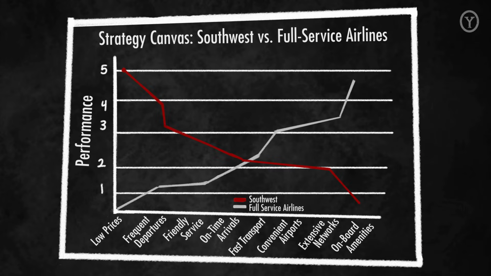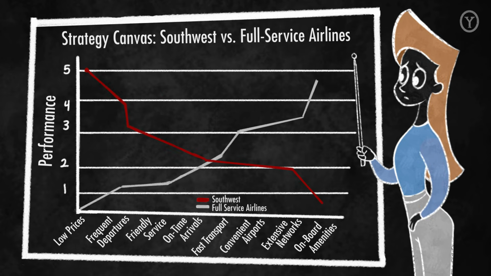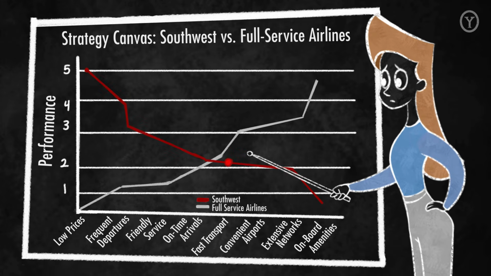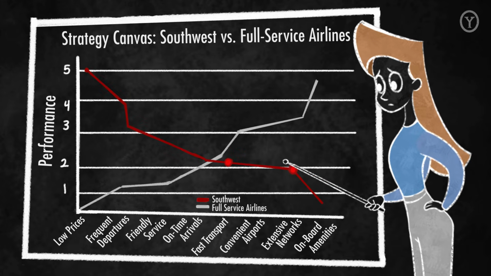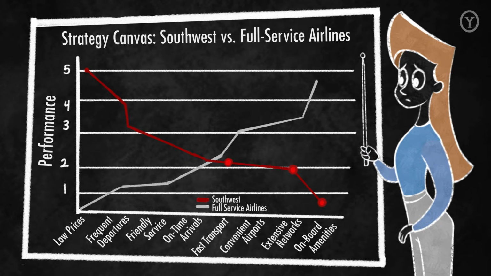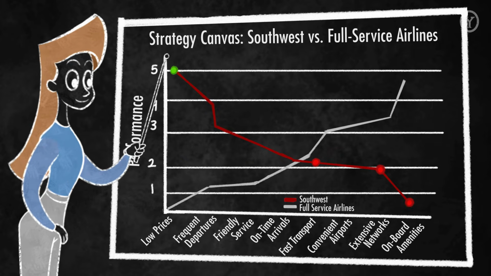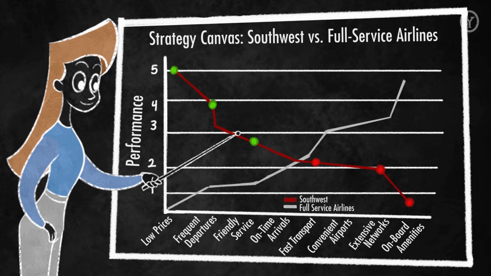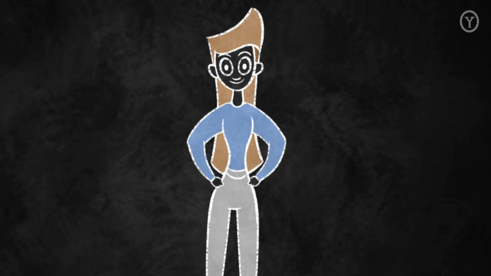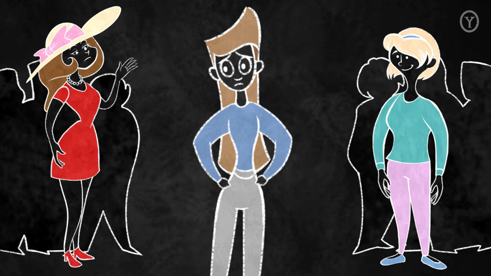On this strategy canvas, comparing Southwest and full-service airlines, you see that Southwest's offering is, on average, inferior to the competition on convenience of its airports, the size of its network, meaning it flies to fewer cities, and onboard amenities such as meals and seating choices. But Southwest is superior on its low price, frequent departures, friendly service, and on-time arrivals. Knowing this, Southwest can see why it generally tends to win with certain customers and lose with others.